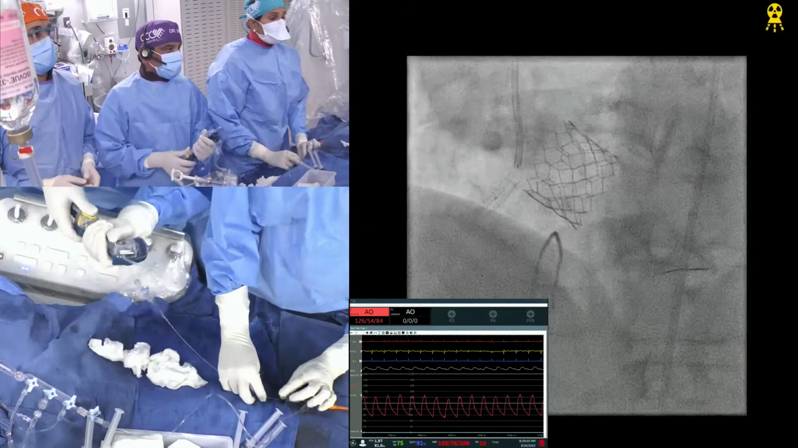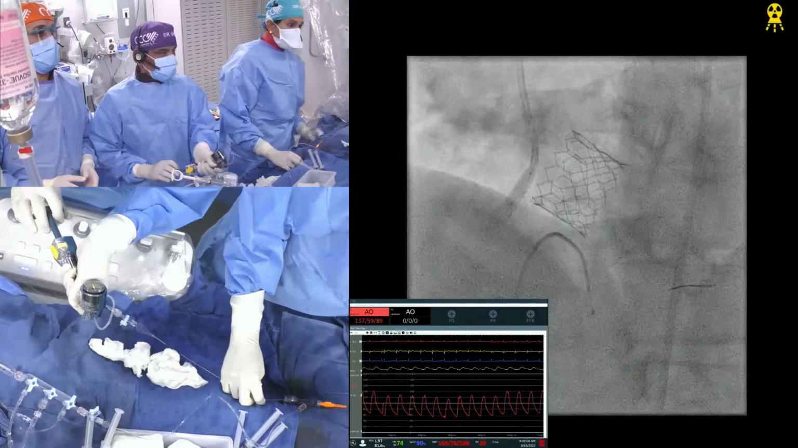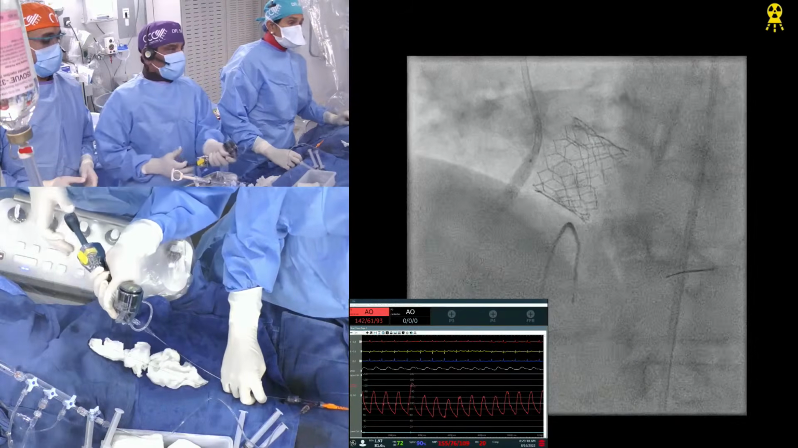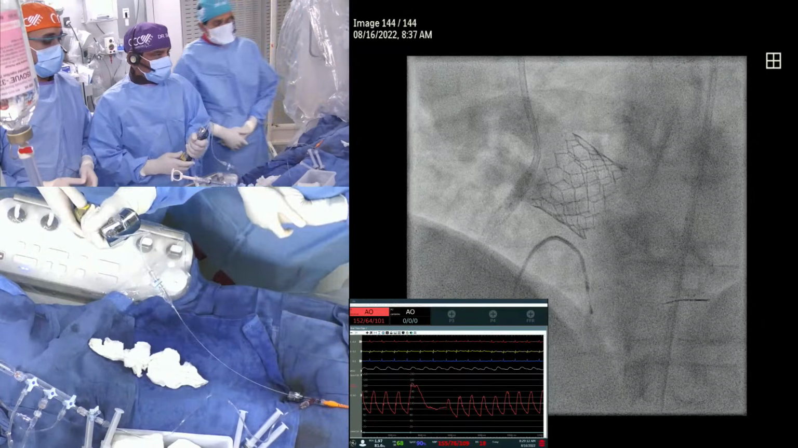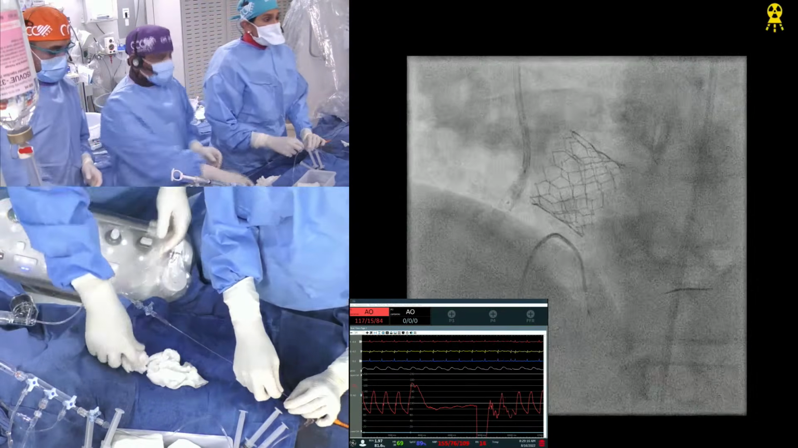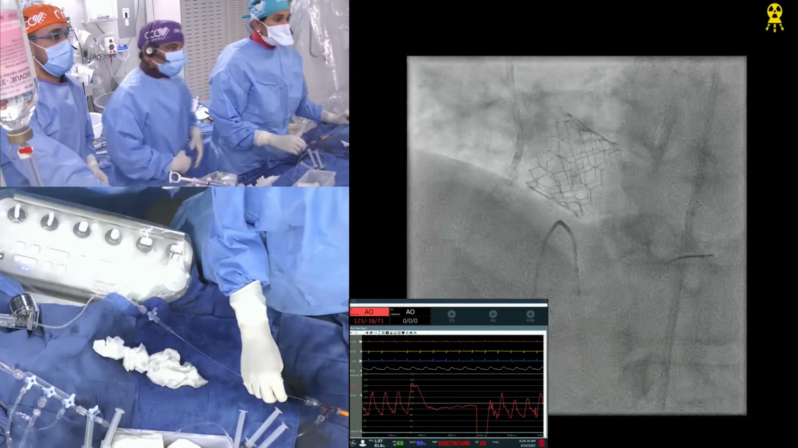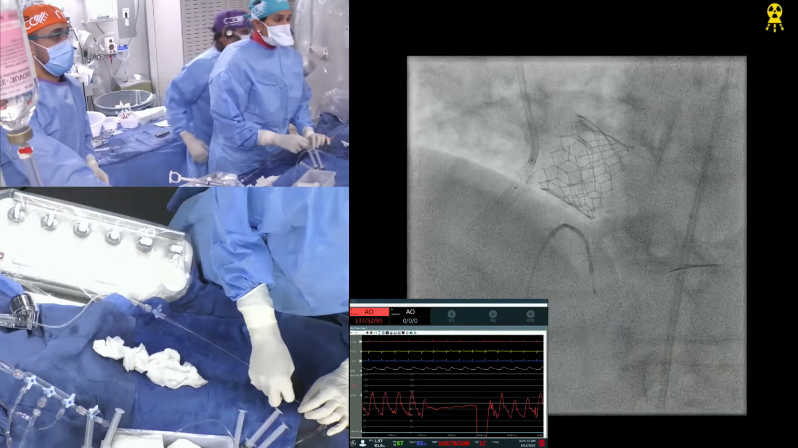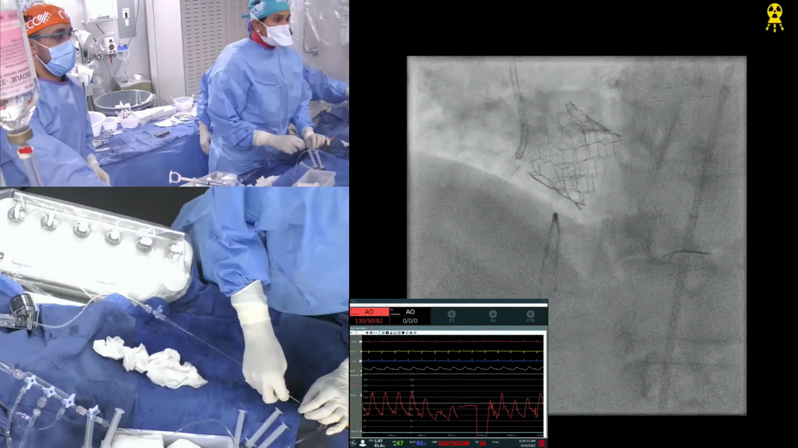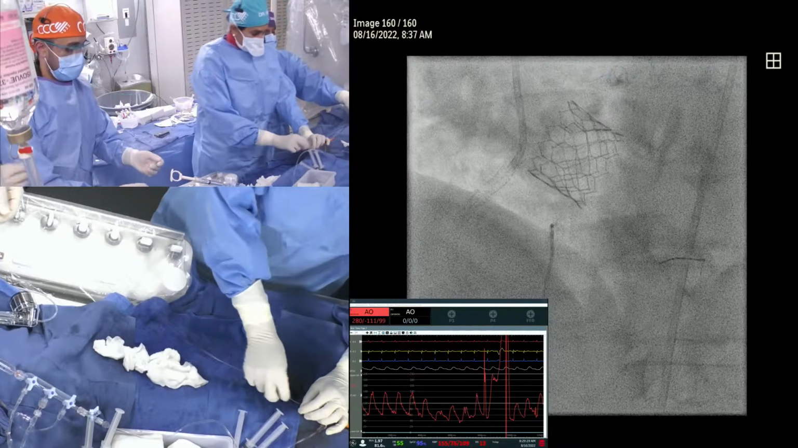Go up here. 20 atmosphere. Good, down. You can remove the pacemaker. Okay, let's do the OCT. Sure.